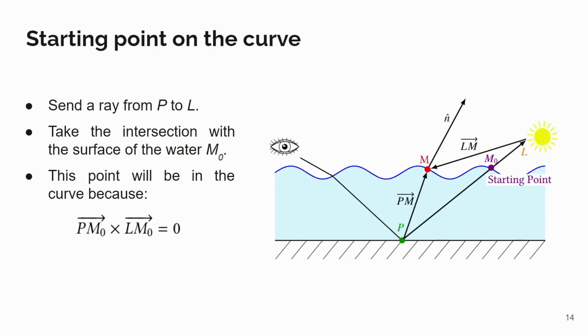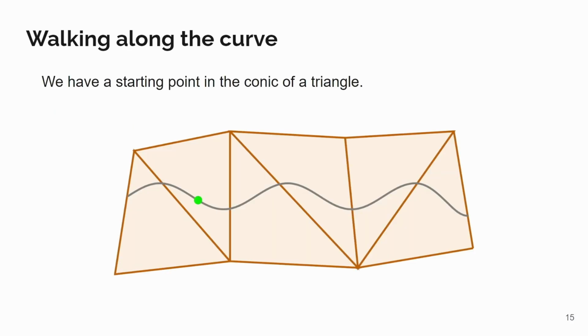To do that, we need a starting point in the curve. For that, we are going to use the same approach as Hanika and colleagues. We connect point P with the light, and the intersection with the surface is our starting point. We are sure this point is on the curve because these two points are collinear. So now we have our starting point, we know that we are on the curve, and then we are going to walk along the curve.